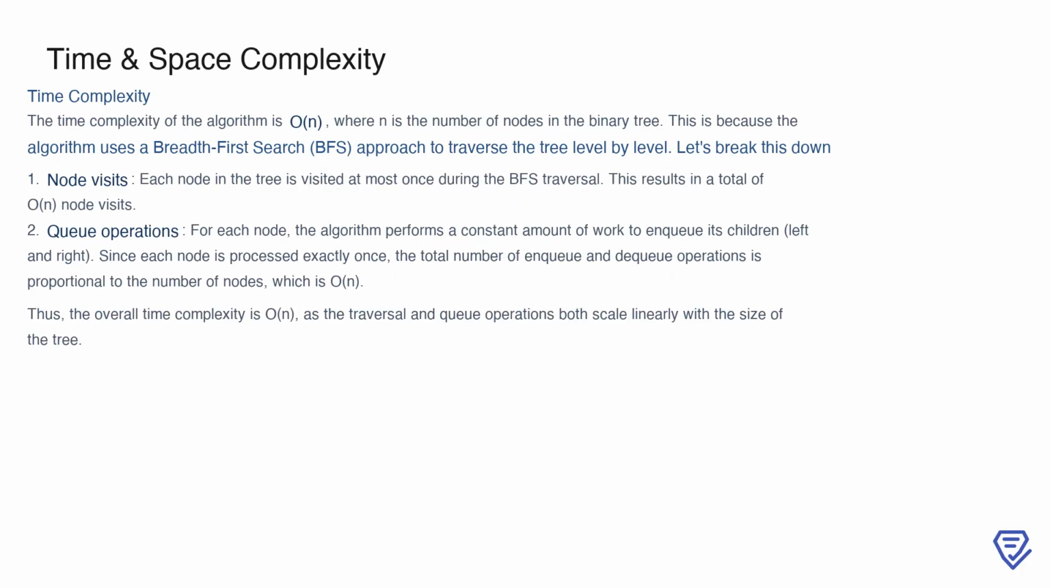The time complexity of this algorithm is O(n), where n is the total number of nodes in the binary tree. This is because the algorithm uses a breadth-first search, or BFS, to traverse the tree level by level. During this traversal, each node is visited exactly once, which contributes to the O(n) complexity. Additionally, for each node, we perform a constant amount of work to enqueue its children, such as the left and right nodes, and later dequeue them for processing. Since these queue operations are performed for each node just once, they also scale linearly with the size of the tree. When combined, the traversal and queue operations both lead to an overall time complexity of O(n).